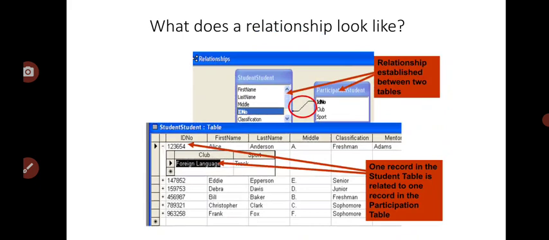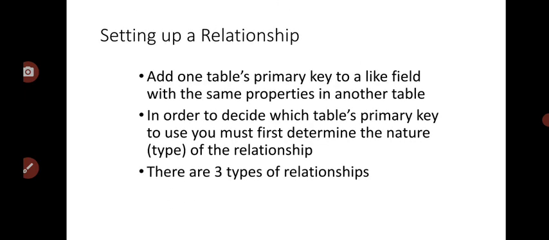What does a relationship look like? The relationship established between two tables. This is an example of how the tables are interlinked through relationships. One record in the student table is related to one record in the participation table. Clear? Setting up a relationship: add one table's primary key to a like field with the same properties in another table. In order to decide which table's primary key to use, you must first determine the nature or type of relationship.